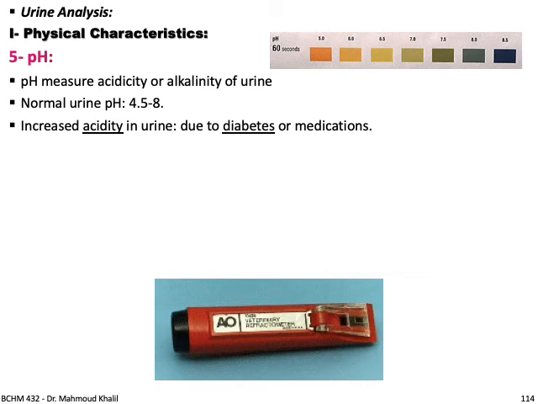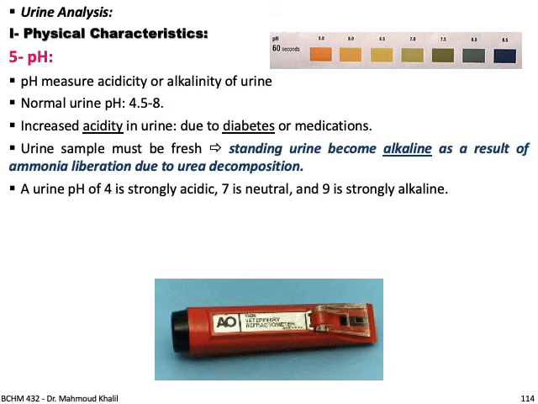pH as a physical characteristic. You can see that pH measures the acidity or alkalinity of urine. Normal urine pH is around 4.5 to 8. Increased acidity in urine is due to diabetes or medication. The urine sample must be fresh. Standing urine becomes alkaline as a result of ammonia liberation due to urea decomposition.